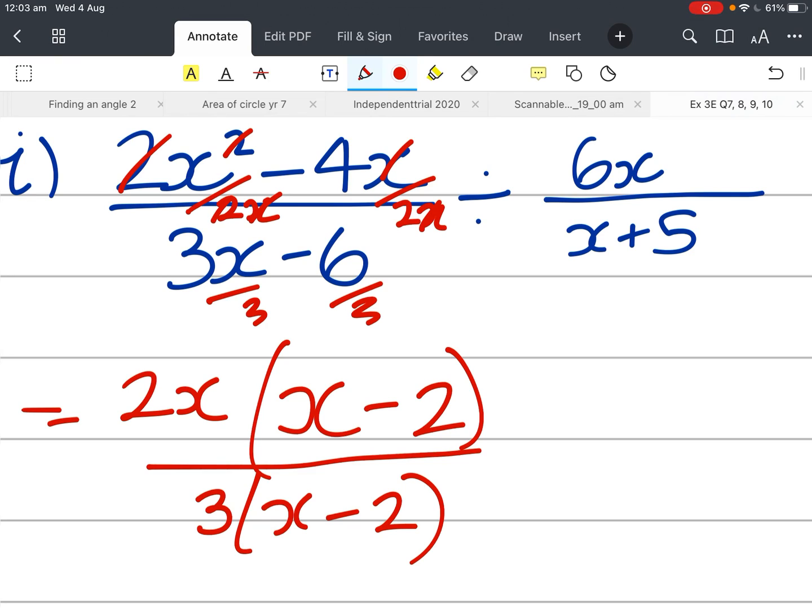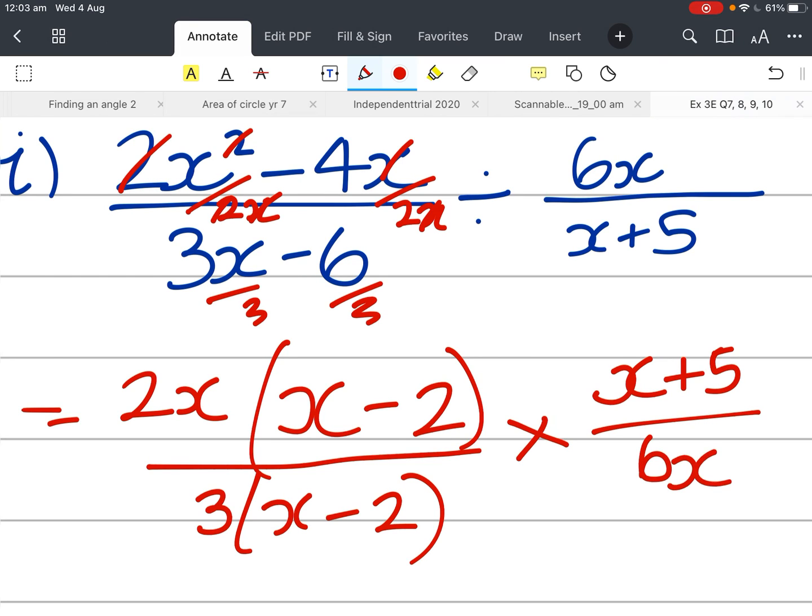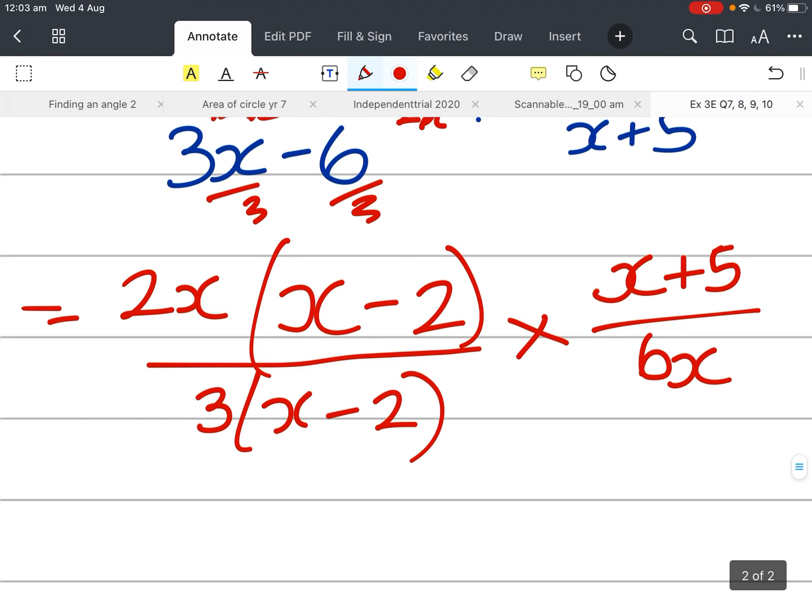Alright, let's flip our second fraction. So times x plus 5 goes on the top, 6x goes on the bottom. Alright, what can we cancel? Well, I'll do it in different colours so you can see it. This one and this one, they cancel, don't they?